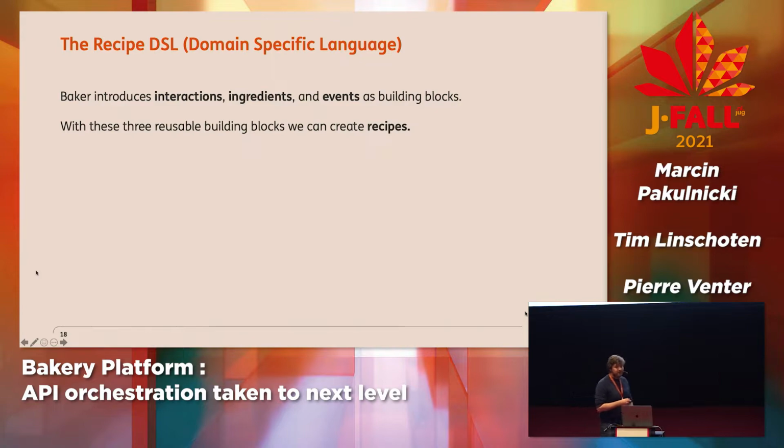Okay, let's start with the recipe DSL. A DSL stands for domain-specific language. It's just your own language that you design that fits your domain. In our case, we started with a baker. So eventually we had ingredients, interactions, and we also needed events. That didn't fit the analogy that well. And with these reusable components, because that's the core of it, we can create recipes. So you can create reusable interactions, ingredients, and events that you then use in multiple orchestration flows.